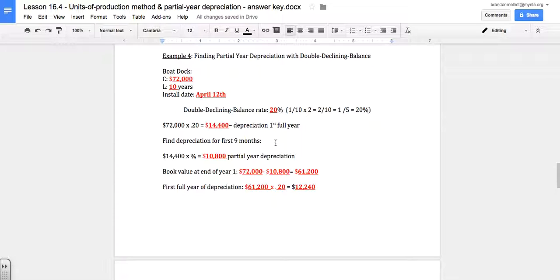Now, it was purchased in April, so that means we have 9 months remaining of this year of depreciation. All we do is take the $14,400 times 3/4, which means 9 out of the 12 months, reduced to 3/4, and it would depreciate $10,800.